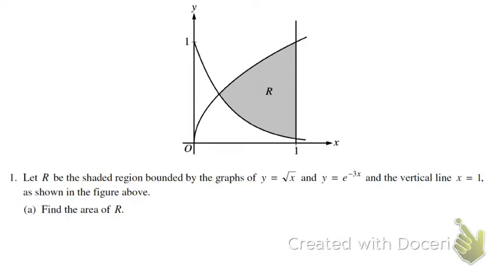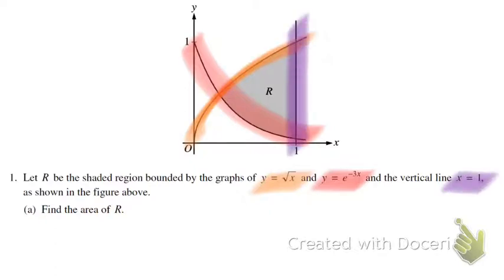Here's another one. It says, let R be the shaded region bound by the graphs of the square root of x, which, if I'm looking at these functions and trying to identify them, y equals the square root of x is this one. And e to the negative 3x is an exponential decaying function, so I'm guessing it's that one. And the vertical line x equals 1, so that's this one right here. It says, as shown in the figure above, find the area R.